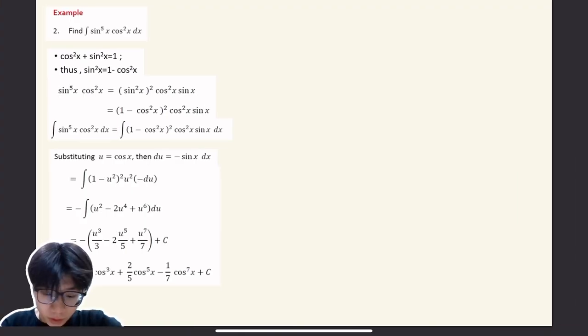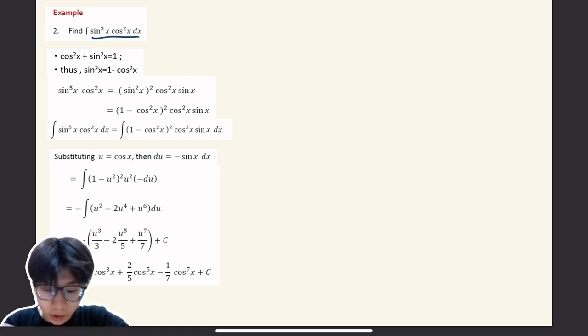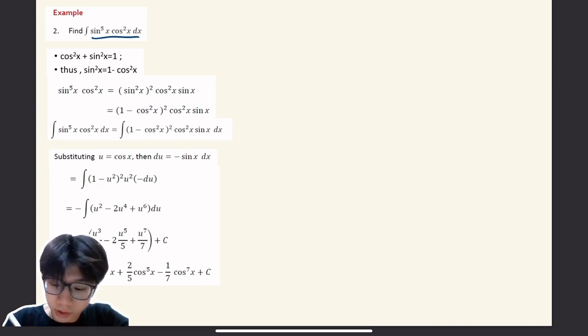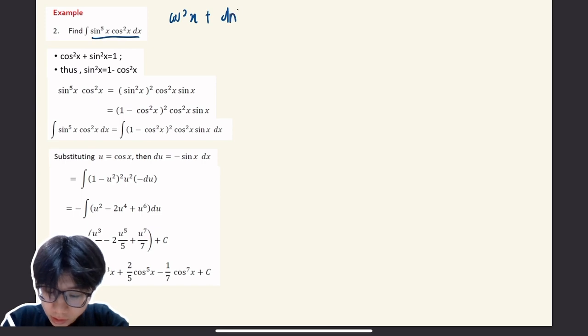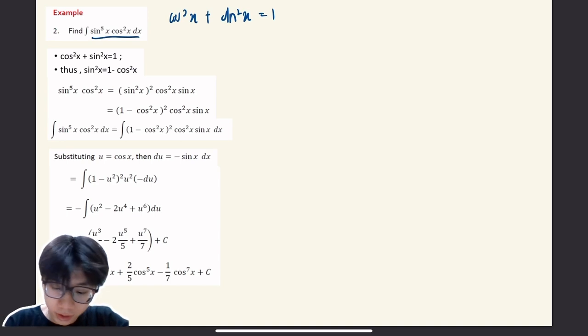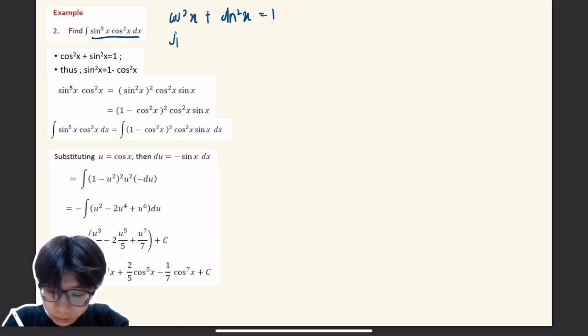Here is the second example, and this is the question. From here we can see that it's quite complicated since the sin x and the cos x have a higher power. So when you see these kinds of questions, the first thought that comes to mind is cos²x plus sin²x is equal to 1. You need to remember this, it is quite important actually. For now, we do not need to do the integration part yet. We need to simplify the equation.